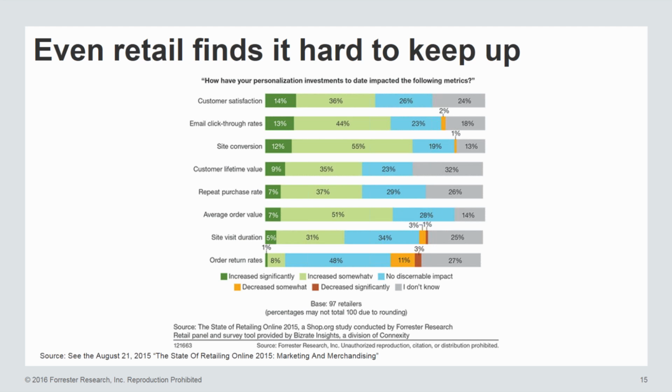but at that level of granularity, we can quickly see that customer satisfaction is at the top with only 14%, where they are pretty confident that it's increasing that metric. Email click-through rate's only 13%, site conversion only 12%. We're having a very hard time attributing the success of personalization investments to really driving real change in these metrics.